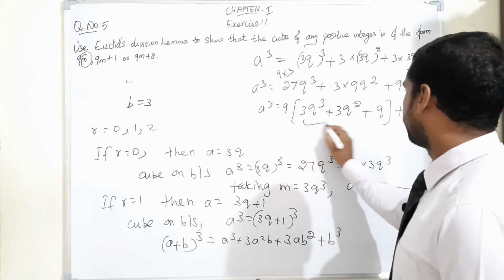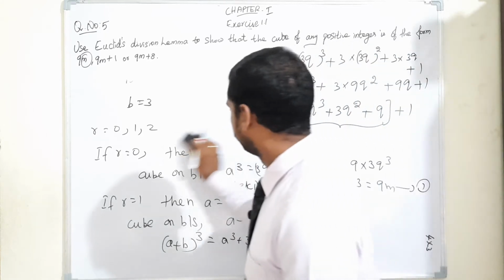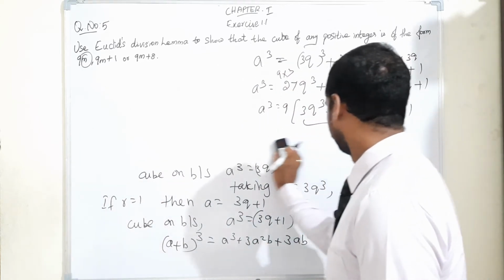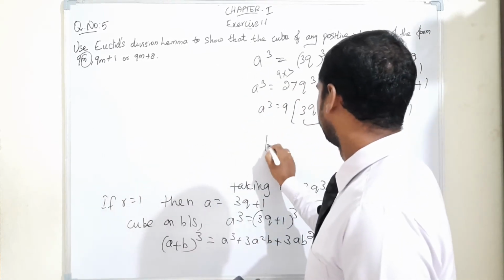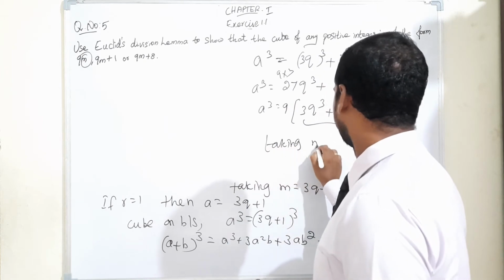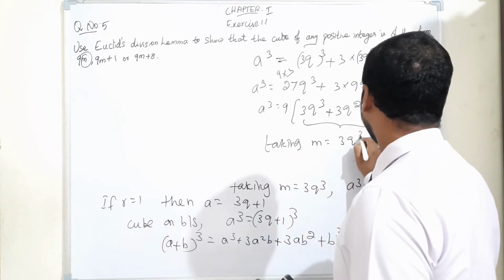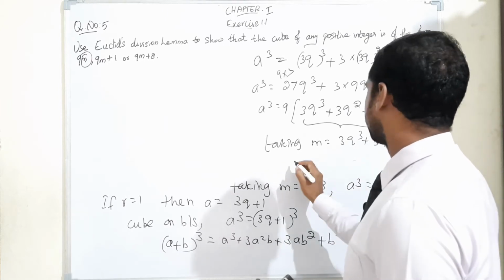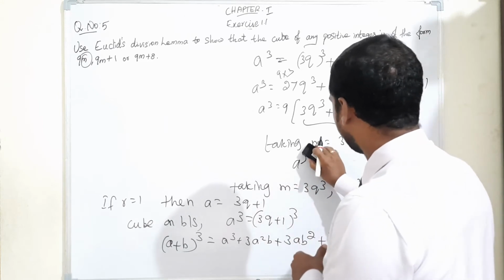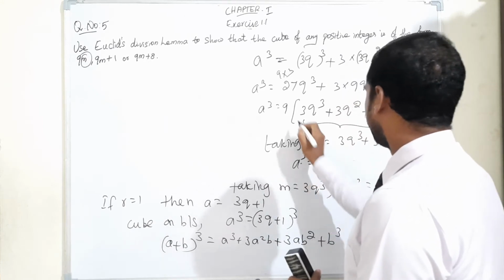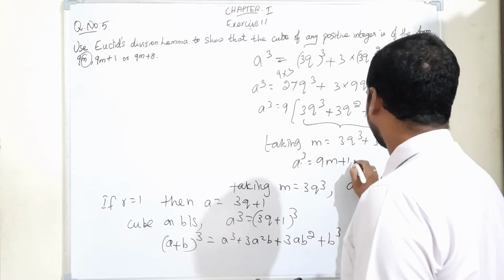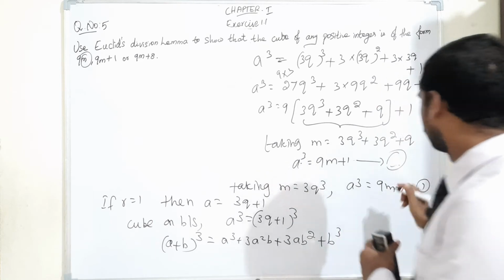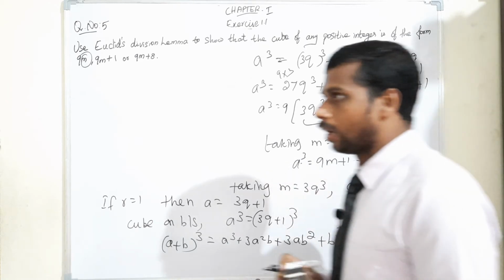Now we can say, taking m is equal to 3q cube plus 3q square plus q, so what is the value of a cube actually? a cube is equal to 9m plus 1. This is question number 2.